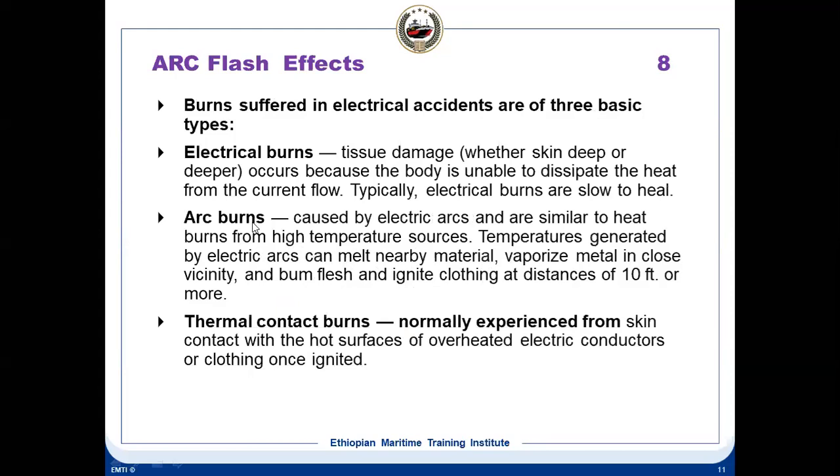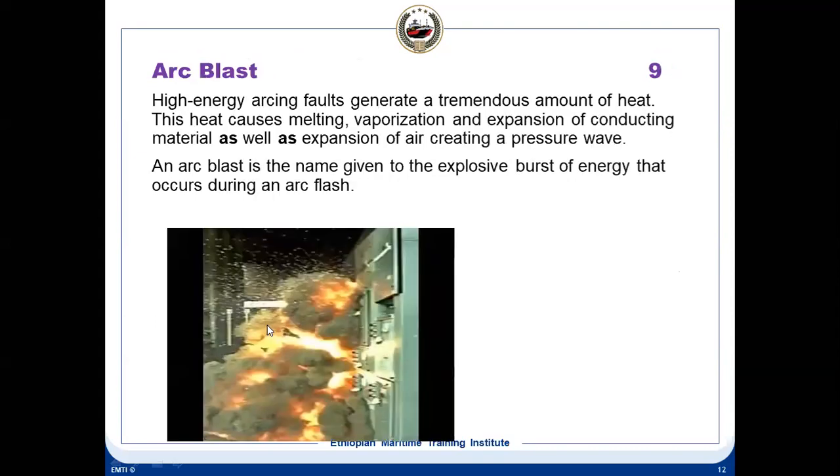So this is the arc burn. Thermal contact burns are experienced from skin contact with hot surfaces. So because of this arc flash, you can have electrical burns, arc burns, and thermal contact burns also.